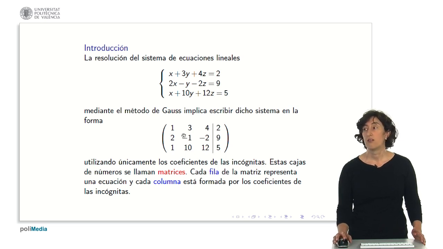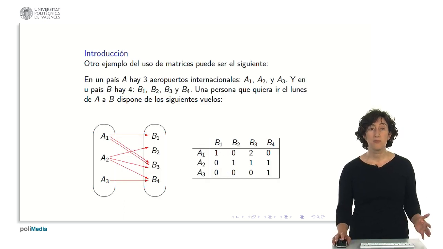Let's say that we only use the coefficients of the unknowns, and these boxes of numbers are what we are going to call a matrix. Each row represents an equation, and each column is formed by the coefficients of the unknowns. Well, here the use of matrices appears, although not only here.